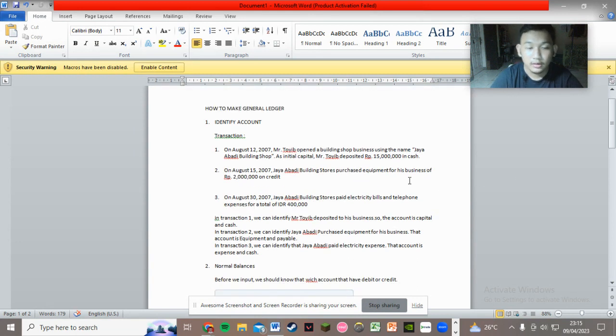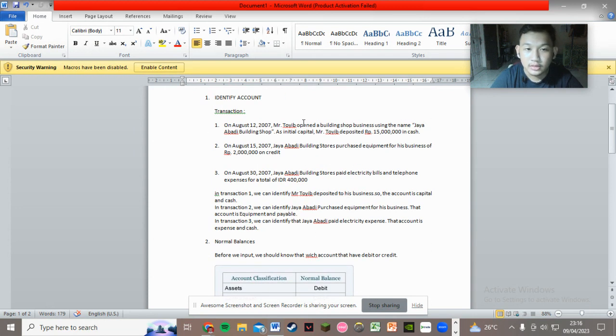Okay, so the explanation of how to make a general ledger starts with step one, identify the account. The example is transaction one on August 12th. If we look at transaction one, we can identify that Mr. Toyib deposited to his business, Jaya Abadi Building Shop. So the accounts are capital and cash, 15 million in cash.